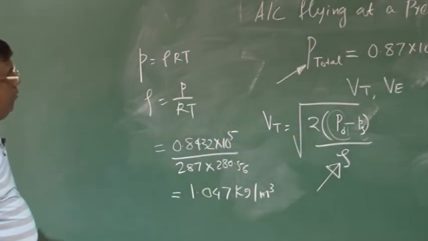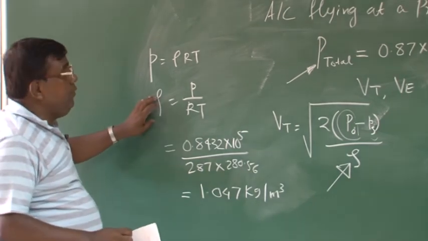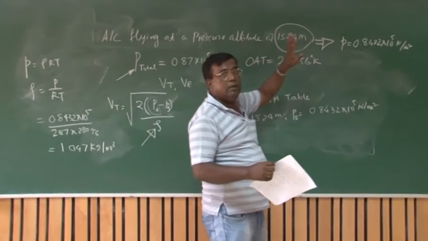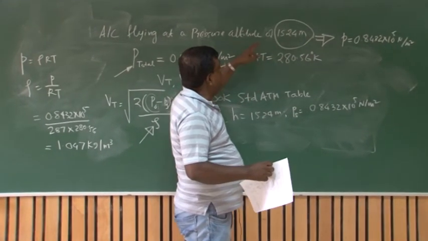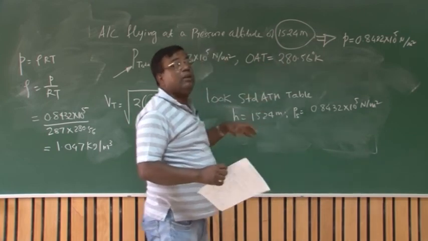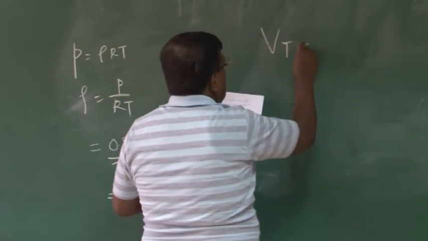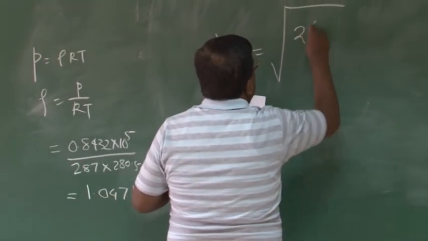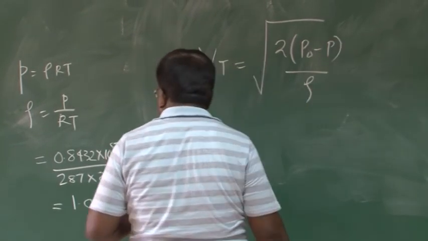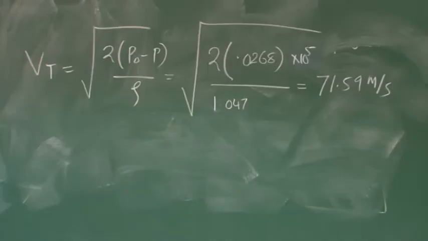So what is this 1.047 kg per meter cube? It is the density of air where the pressure altitude was 1524 meter. And what have I used? I have used additional information, whatever was the outside air temperature at that altitude. Okay? So I have to find V true. V true, I know it is the square root of 2 times P naught minus P by rho. By now I know the value of rho. So I substitute, and this is 71.59 meter per second.